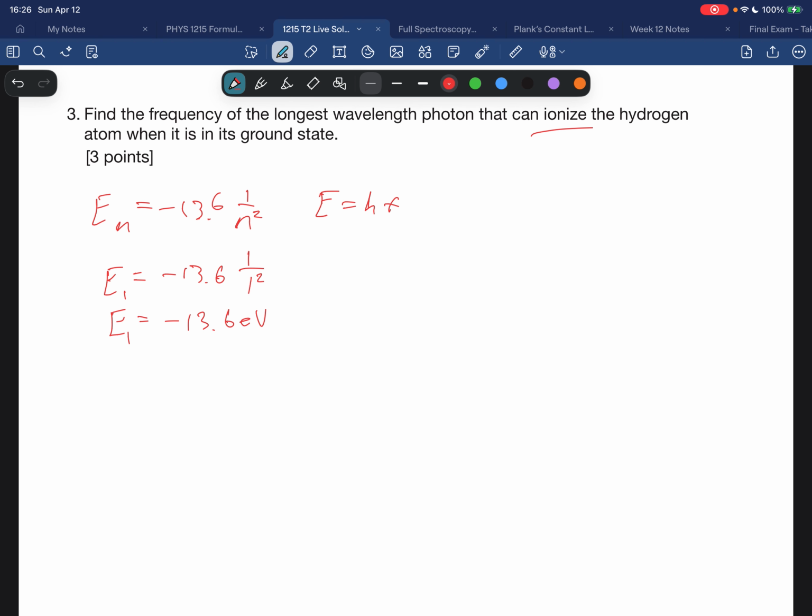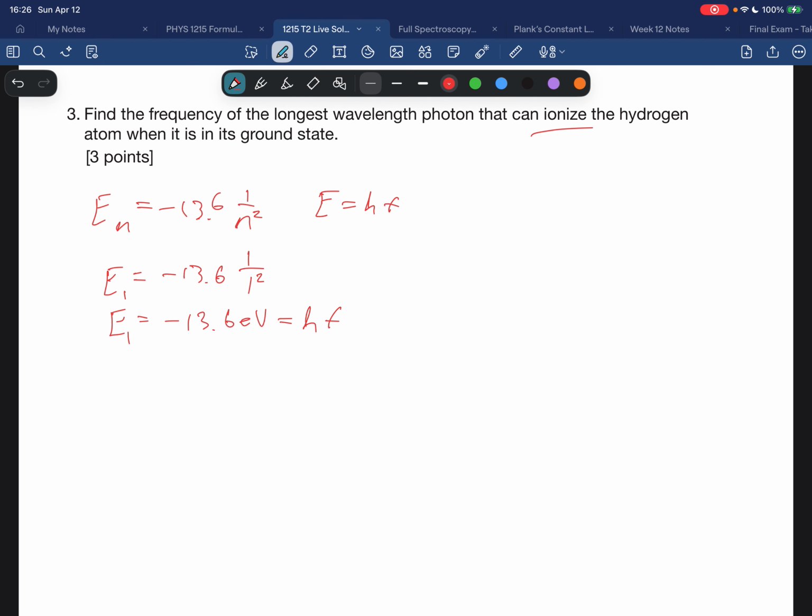So that was part 1. We are looking for the frequency of this photon. So we are going to set these two equations equal to each other and say that the energy of the photon is going to be negative 13.6 electron volts. Now, the only thing is we are going to change this negative to a positive because it doesn't really make sense for the photon to have negative energy.